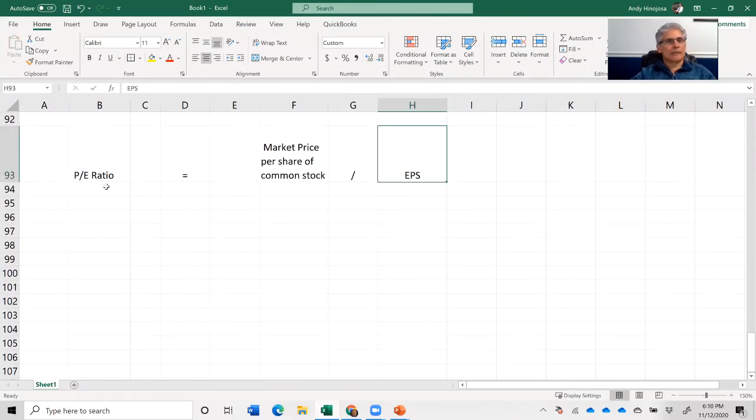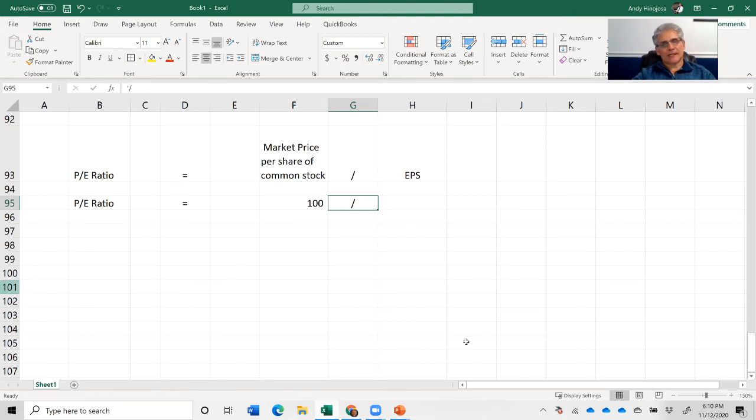So now we have the formula. PE ratio is equal to the market price per share of common stock divided by EPS. And so let's go ahead and plug these numbers in. Now the market price per share, that's going to have to be given. There's just no way it can be computed. I'm going to make something up. Let's just say we have a $100 market price per share.